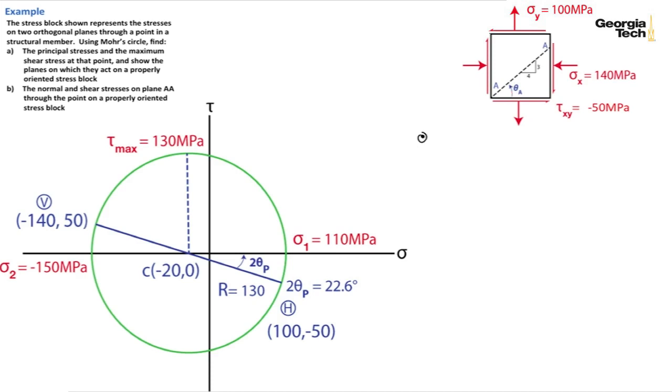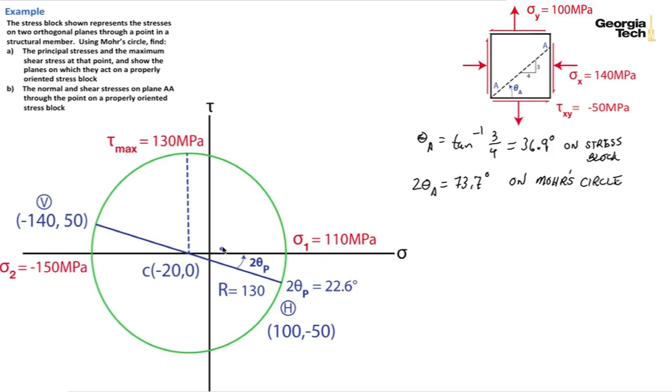And so we have theta sub A is equal to, that's going to be the opposite over the adjacent, or the inverse tangent of 3 over 4, which ends up being 36.9 degrees on the stress block. But we know on Mohr's circle, that's going to be 2 theta sub A. And if we round off to 3 significant figures, that ends up being 73.7 degrees on Mohr's circle.